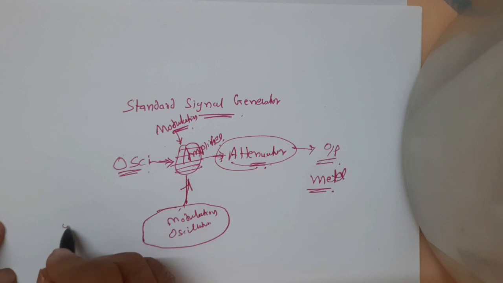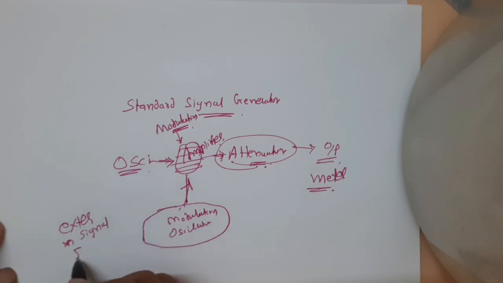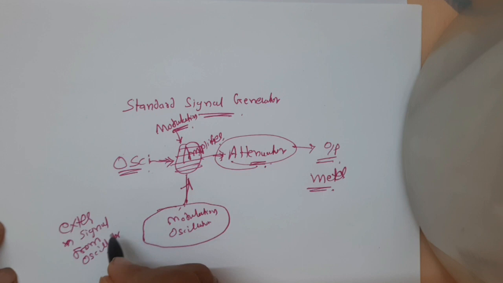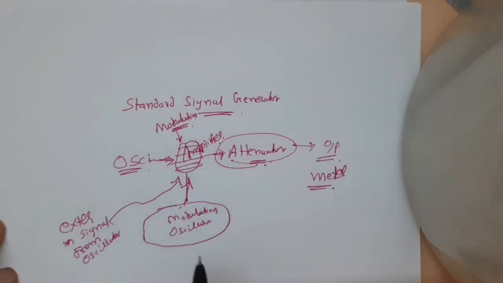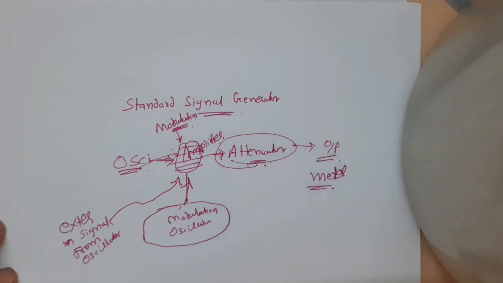We can get an external signal from another oscillator, which modulates the carrier signal and is then given to the attenuator, and we are getting output at the meter. This was done in the last lecture.